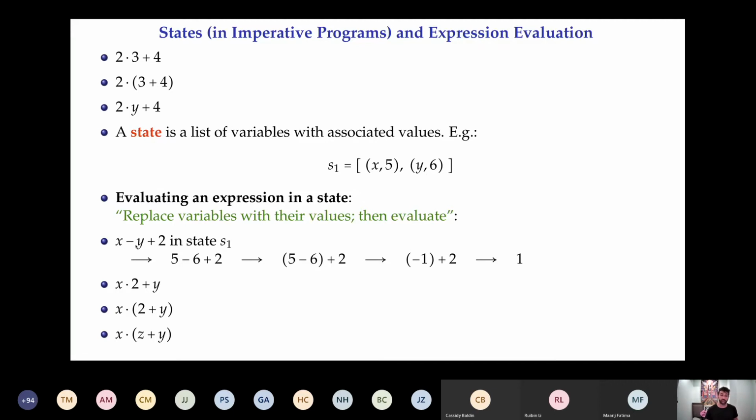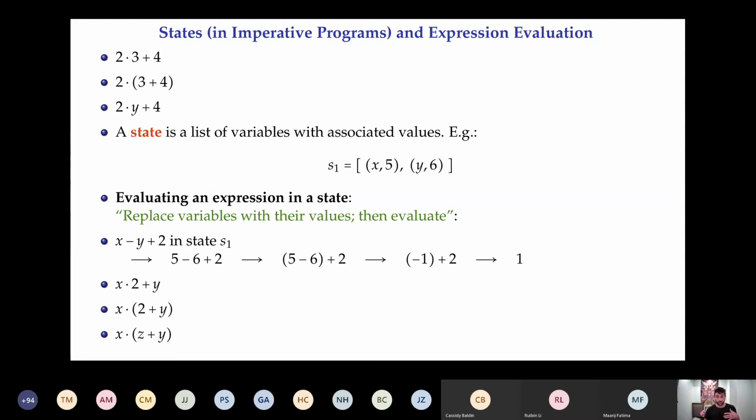So if you ask me what's x minus y plus 2, I evaluate it in a particular state. I say, well, what's x? X is 5, great. What's y? Y is 6, great. So 5 minus 6 plus 2, that's 1. I found the value of an expression, parameterized by a state. I need to have a state to evaluate the expression.